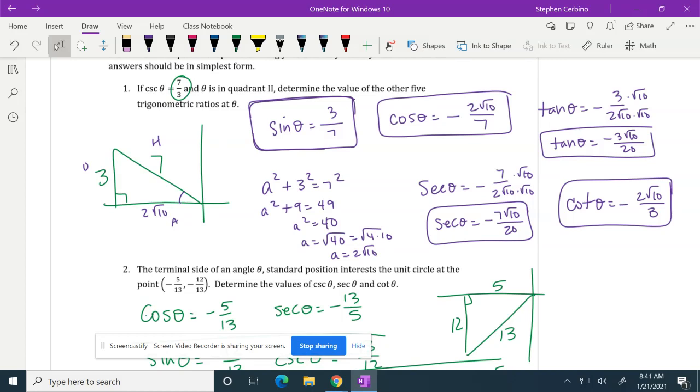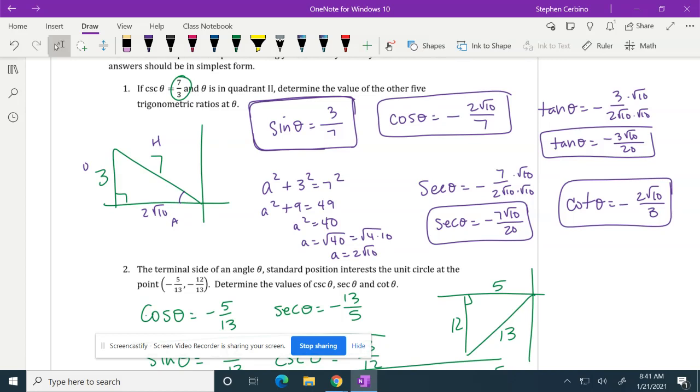I then found the tangent, which also is negative in quadrant 2, but I noticed I had a square root of 10 in the denominator. I don't like that, and the directions did say simplest form. So if I multiply the top and bottom by the square root of 10, I can simplify by rationalizing, and that's where that negative 3 square root of 10 over 20 comes from.